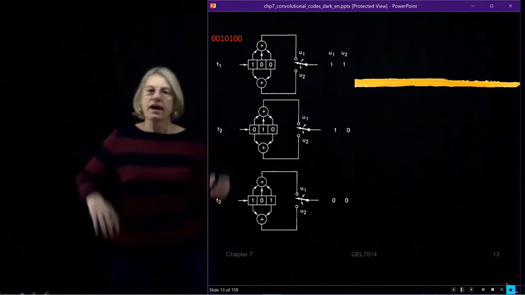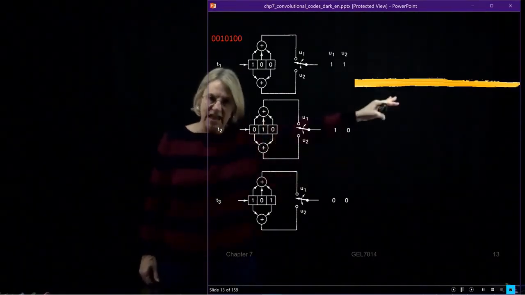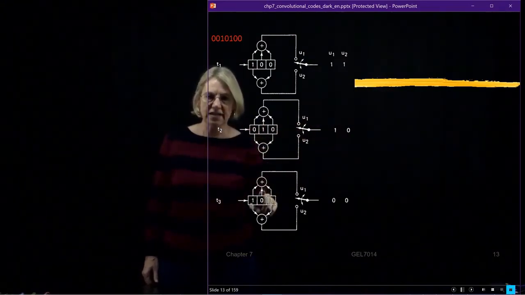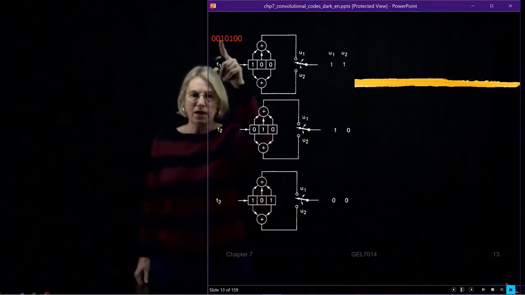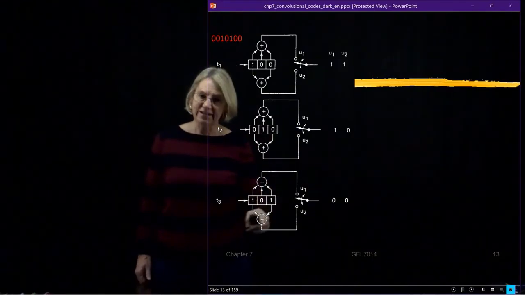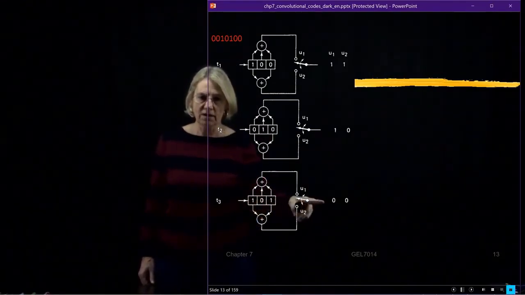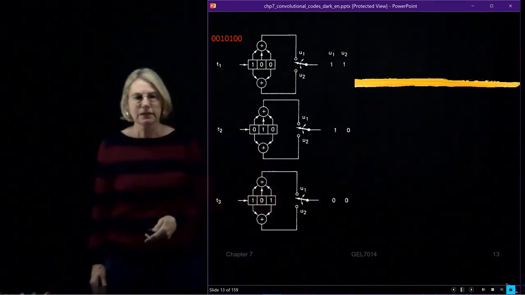Next time instant, I shift right again. So this 0 gets out, it's no longer there. I have 0, 1, that becomes the new state, 0, 1. I input my new bit into the buffer, which is a 1. Once again, I do the calculation, and this time 1 plus 1 equals 0 for the first bit, and 1 plus 1 equals 0 for the second bit as well.